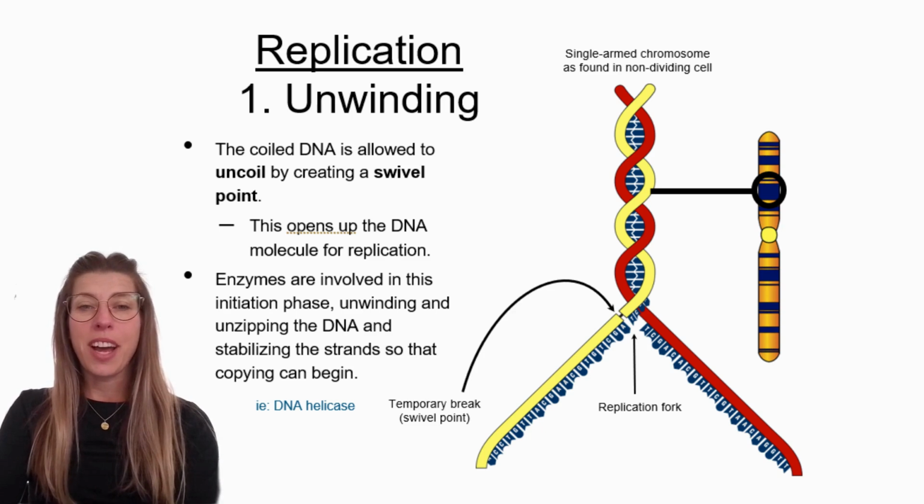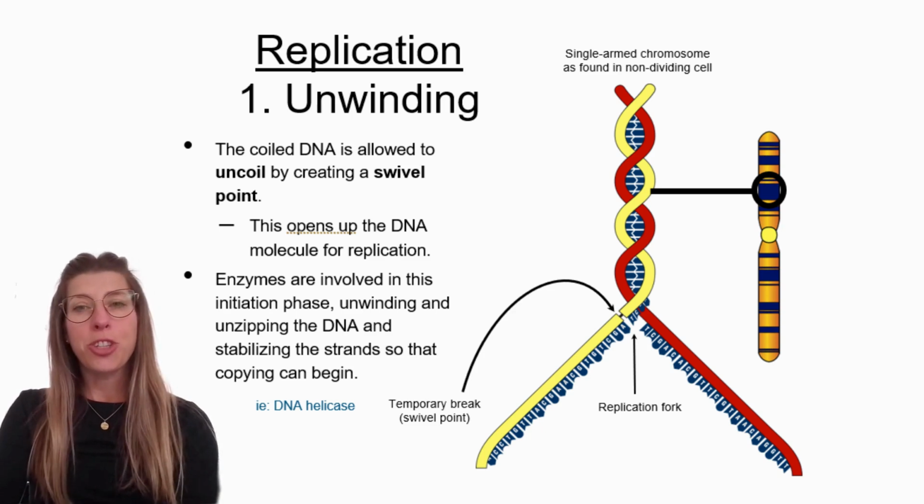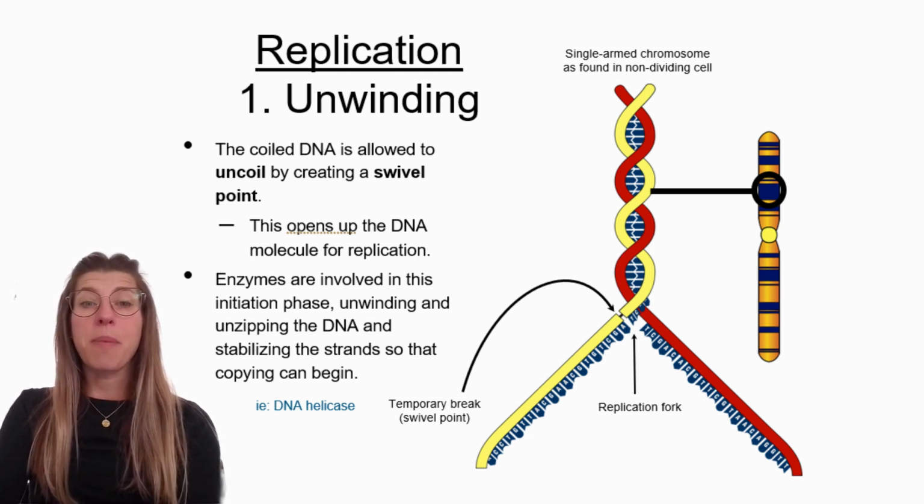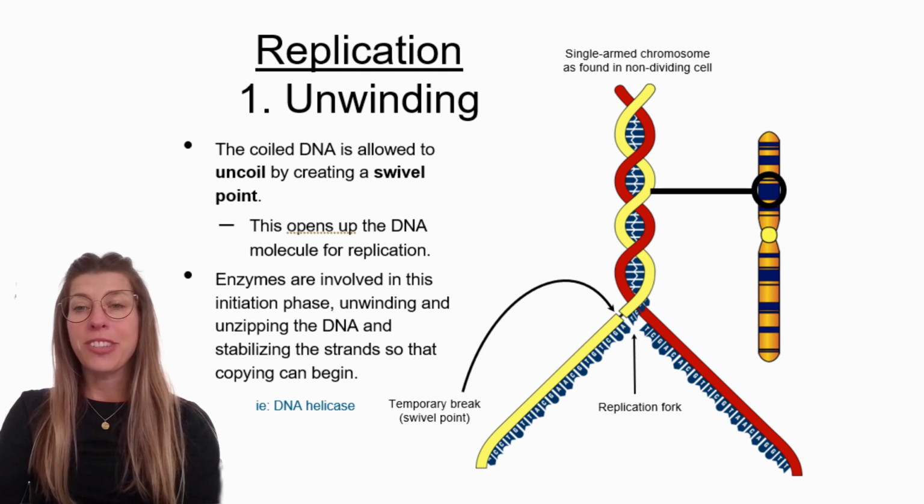And then there are enzymes that are involved in this initiation phase. It unwinds and unzips the DNA and stabilizes the strands so that the copying can begin. So one example of an enzyme in this process is DNA helicase, which actually unwinds that double helix to begin the replication process during stage 1 of unwinding.